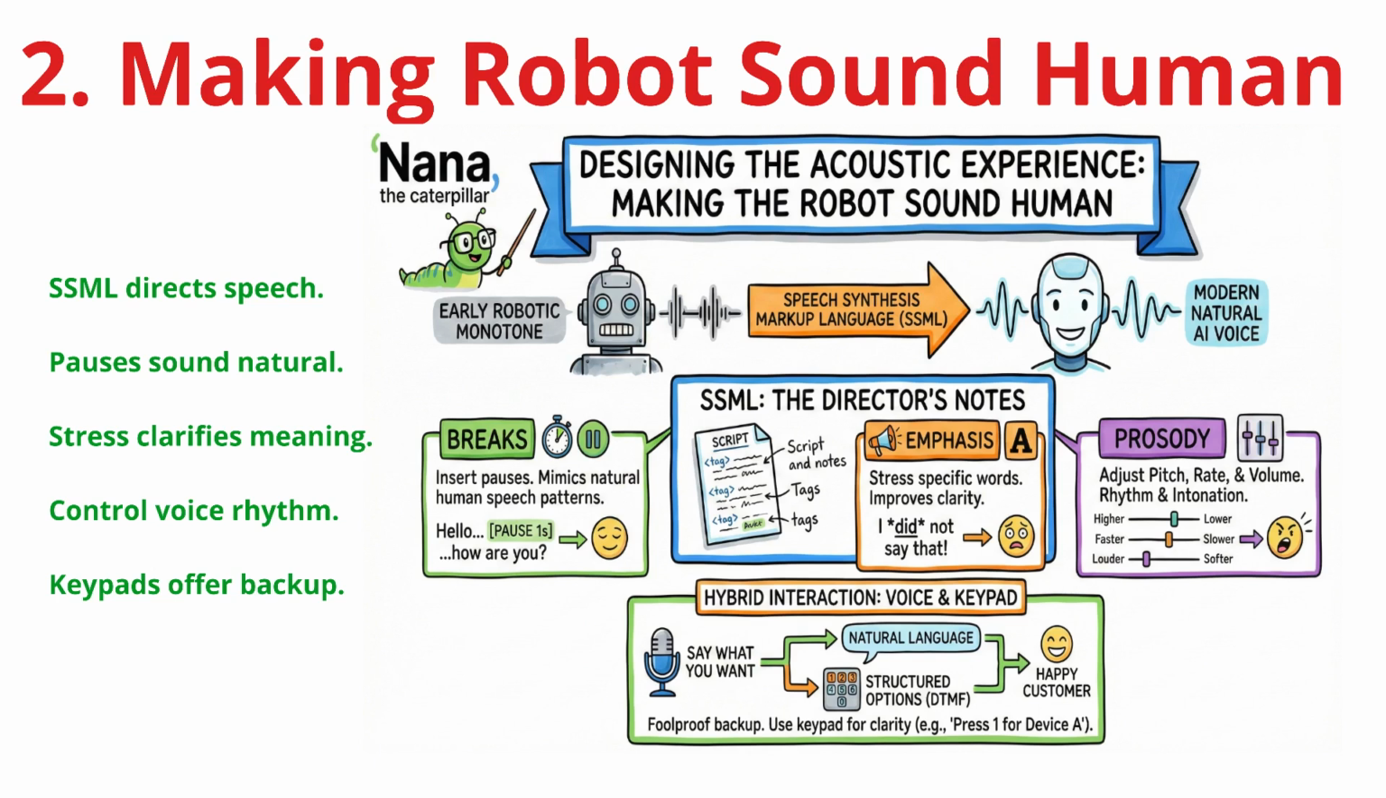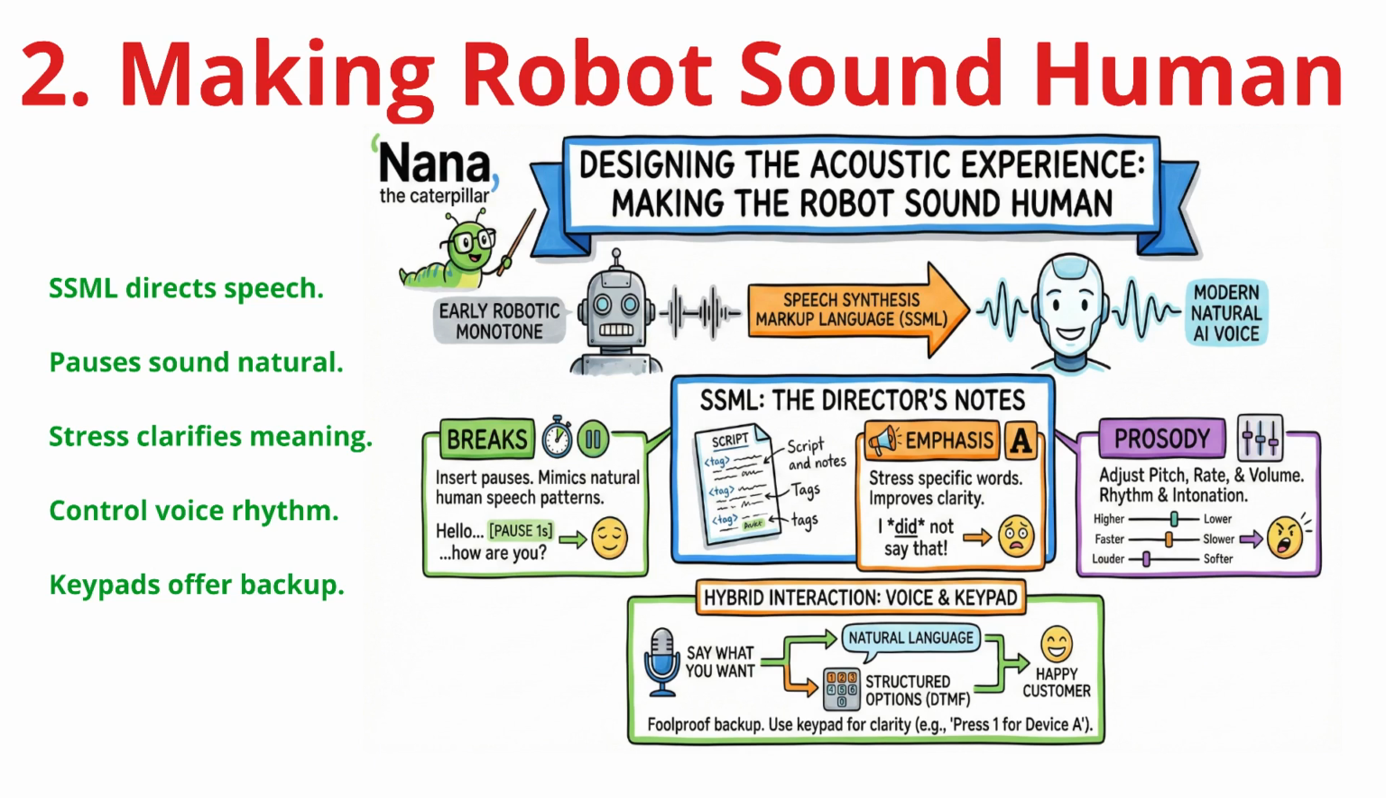This is achieved through Speech Synthesis Markup Language, or SSML. Think of SSML as the director's notes in the margins of the AI script. Instead of reading text as a flat string of words, designers insert tags to change the delivery. We can use breaks to insert artificial pauses, mimicking how humans naturally stop to let information sink in. We can use emphasis to stress specific words, which improves clarity and can completely change the meaning of a sentence.